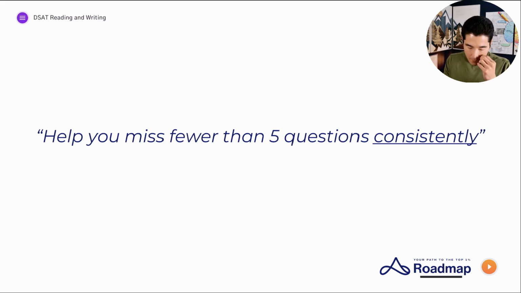So fewer than 5 questions wrong gives you some wiggle room, right? It allows you to miss a few questions and know that you're getting them wrong and not feel bad about it, because you can still score in the top 99th percentile by getting a few questions wrong on the reading section and the writing section of the SAT. Okay, so with that being said, you guys, let's go ahead and jump into the lesson.